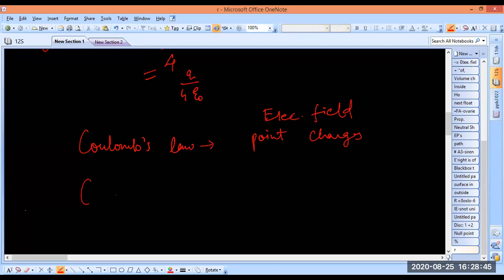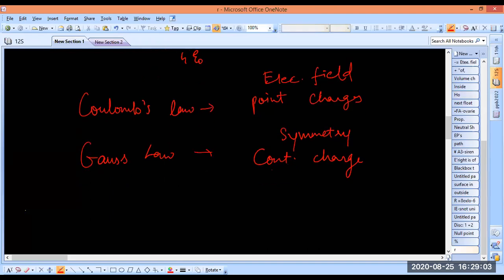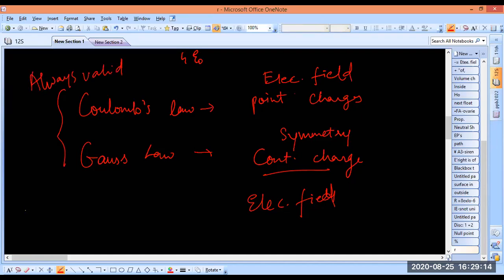And if there is a lot of symmetry and there is continuous charge distribution, some kind of symmetry, either spherical or like a flat surface or like a wire, and you want to find electric field, then you use the Gauss law. Remember, both laws are always valid, but sometimes this is easier, sometimes the other one is easier.